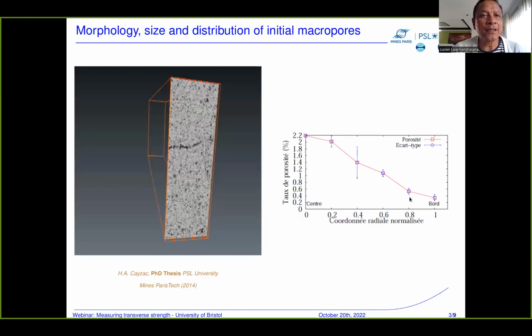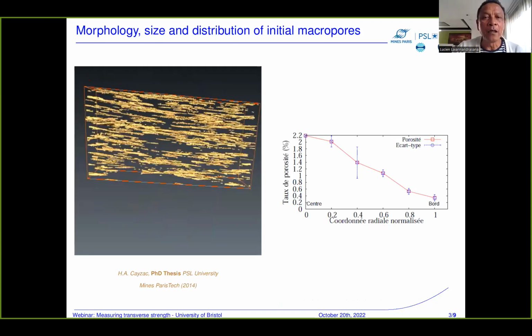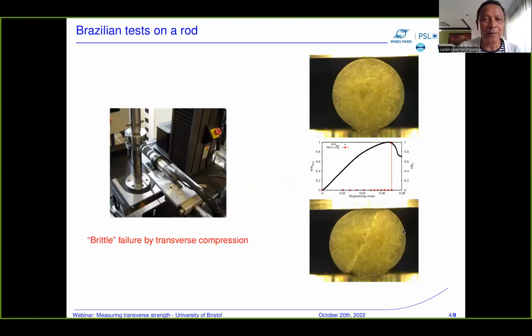We have studied the morphology, the size and distribution of these macropores. So we can see here, when we colored in gold the surface of the voids, that there are a tremendous amount of these voids. And we have also measured the void volume fraction with respect to the radial coordinate in the rod. And you can see the gradient of initial macropores inside the specimen.